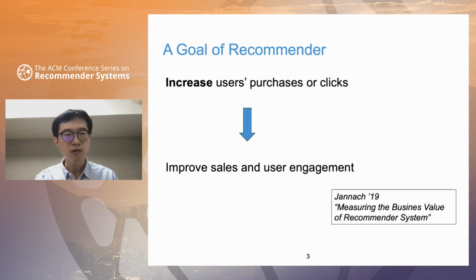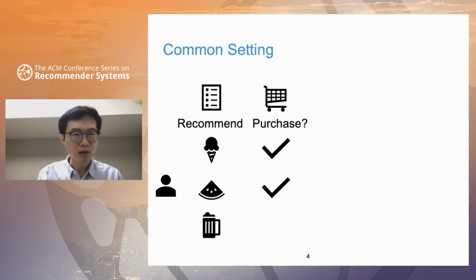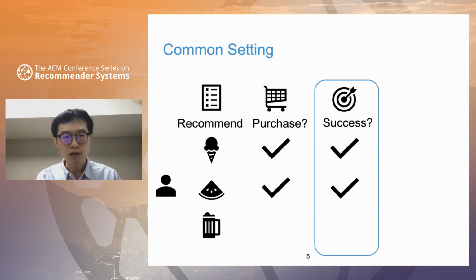From the perspective of a service provider, the goal of a recommender is to increase users' purchases or clicks. This results in improvement of sales and user engagement that are key measures of business value. So let's think of a common setting of recommender systems. A user receives a list of recommendations and might purchase some items. If the recommended items are purchased, we consider this a successful recommendation.